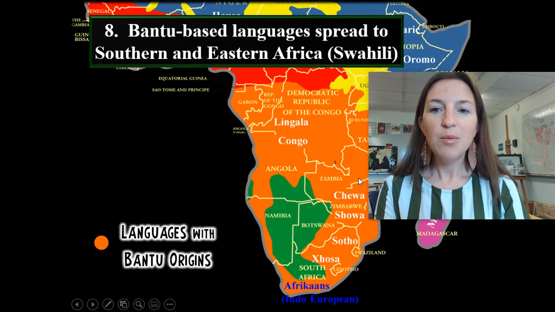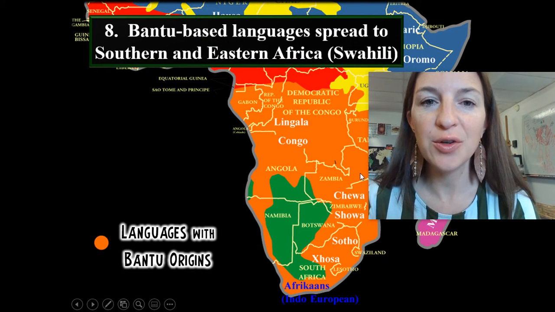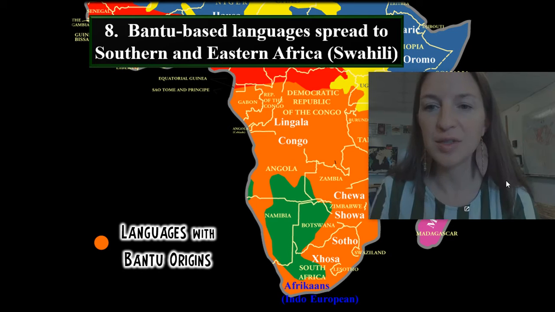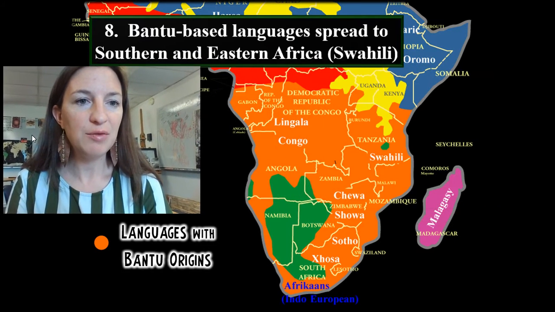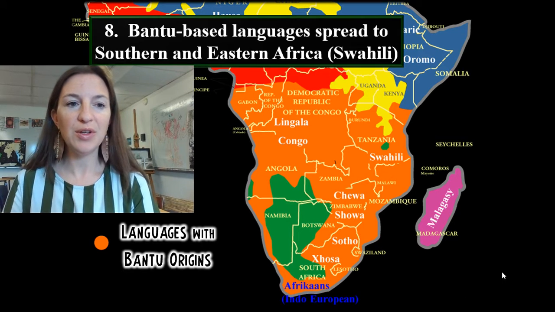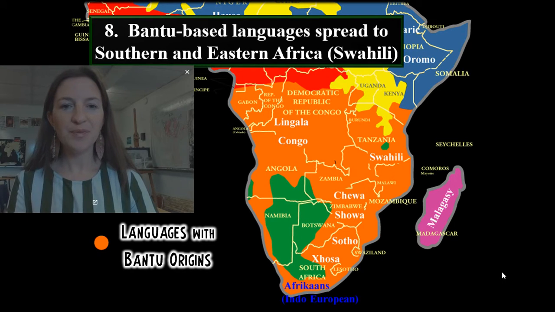Note number 8, Bantu-based languages spread to southern and eastern Africa, including the language of Swahili, a very influential language with the Bantu people language origin.